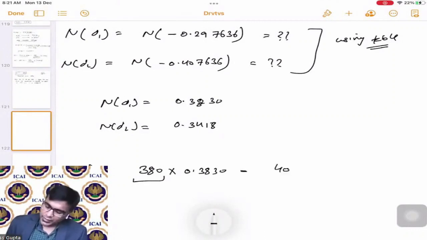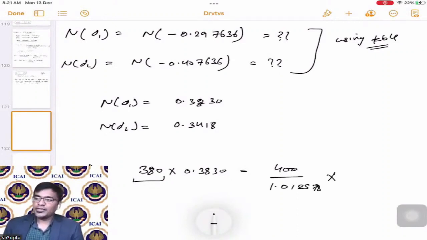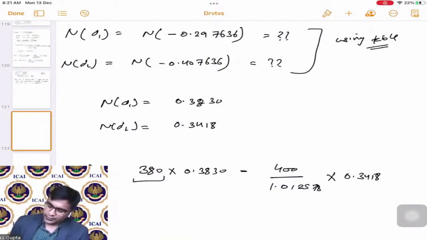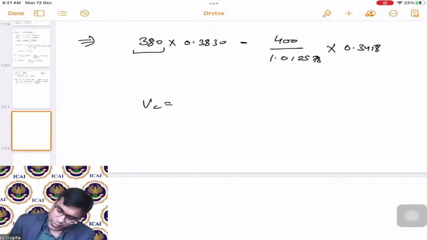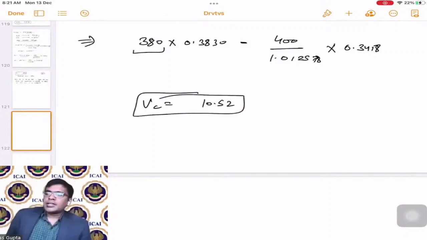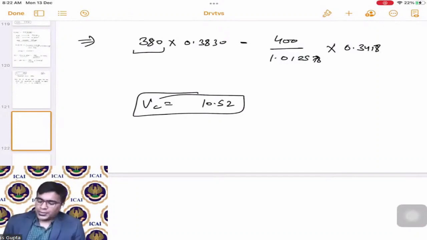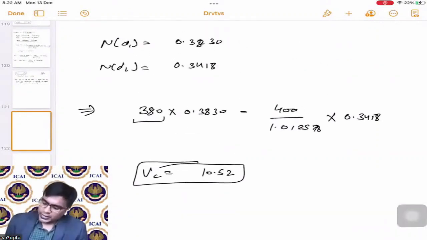This minus 400 divided by 1.012578, this will remain same, correct? The present value of strike price will remain same, the denominator as well as the numerator, multiplied by 0.3418, correct? So this will give us the value of call option as equal to 10.52. So this 10.52 is actually the value of call option if we reduce the spot price from 415 to 380.